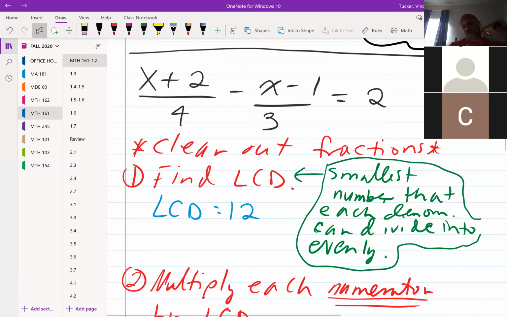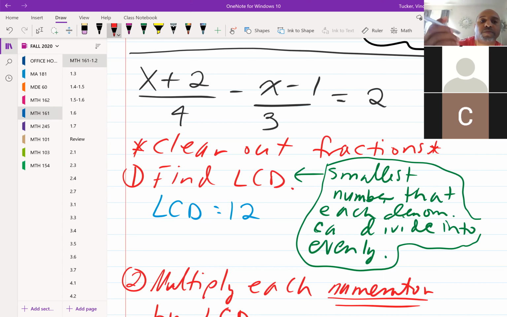We have x plus 2 over 4 minus x minus 1 over 3 equal to 2. So the way we go about solving this one is that we want to do what we call clear out the fractions. Now you can work this out with the fractions involved. Most people don't want to do that, and I wouldn't say it is the easiest route to go. So the best way to go is to clear out your fractions. The first step in clearing out your fraction is to find the LCD. Don't forget your LCD is the smallest number that each denominator can divide into evenly.